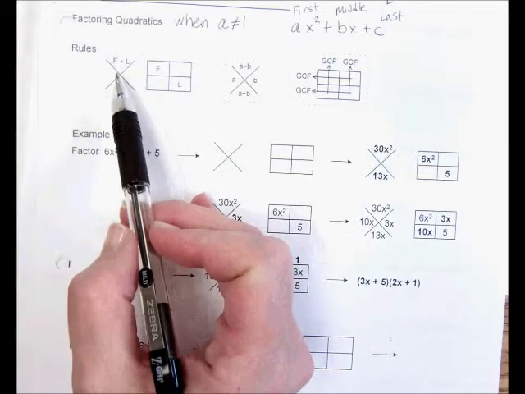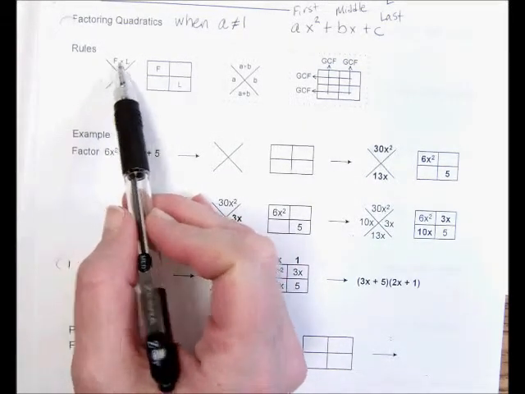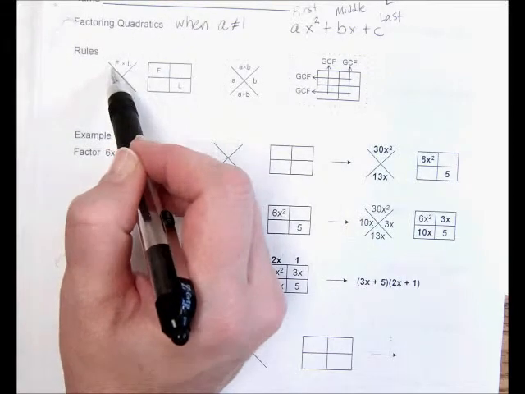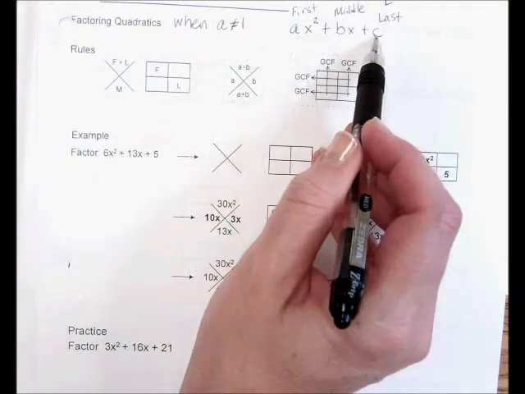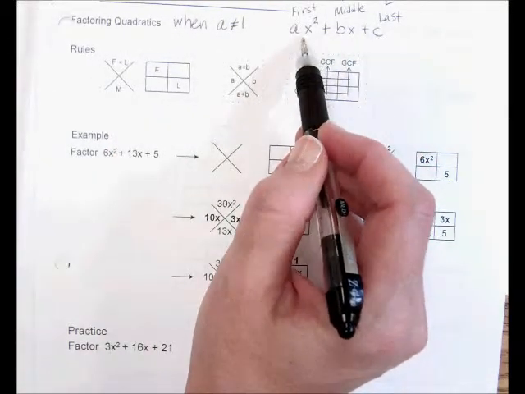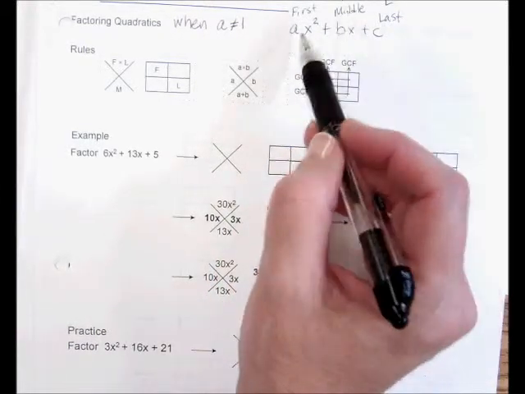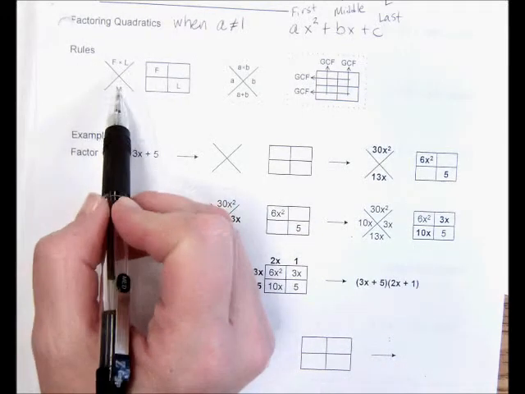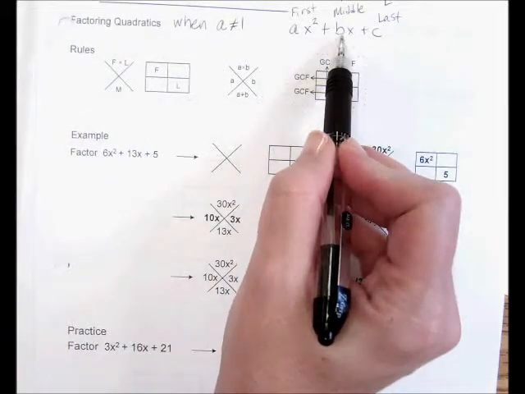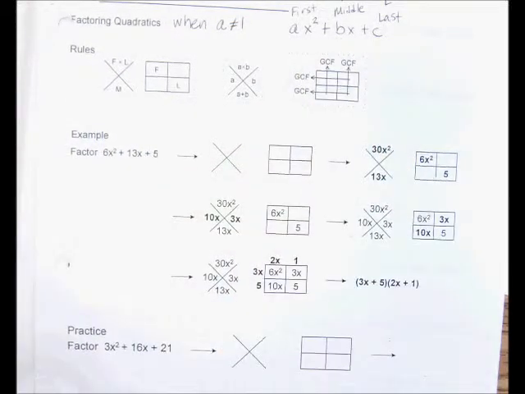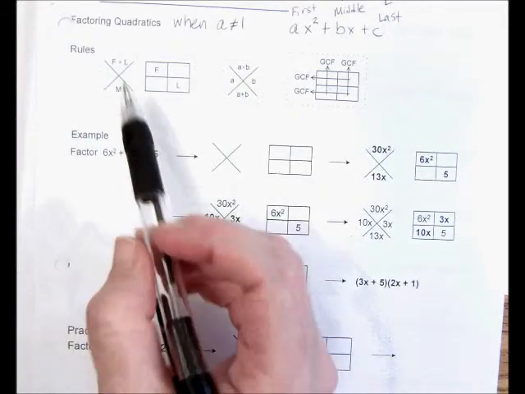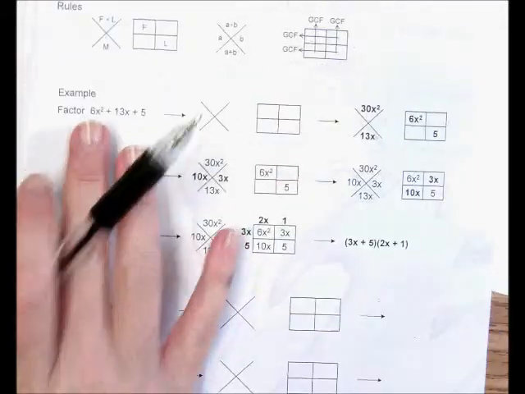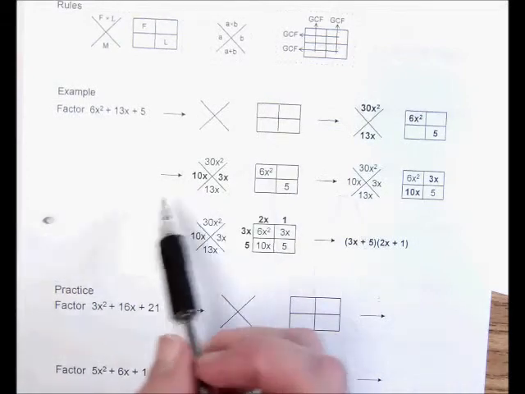We need to think about this, and they have, like we did, A times C, so it's first times last, which is the same, but we're going to keep our variables this time. When A is not equal to 1, you're going to need to keep your variable. And the middle term, I'm going to keep the variable there, and I'll show you how this works in just a second. So we'll just go ahead and use this example to go through everything.